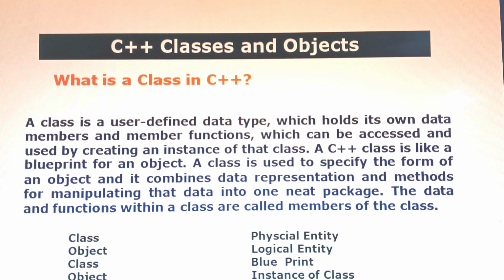Define the class. What is a class in C++? Class is a user-defined data type which holds its own data members and member functions, which can be accessed and used by creating an instance of that class. Okay, we cannot use the class as it is. Directly we cannot use the class.